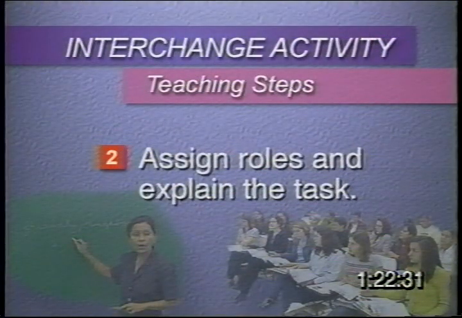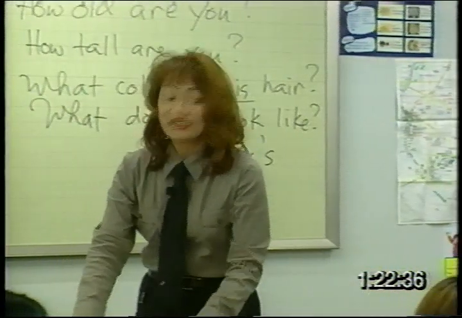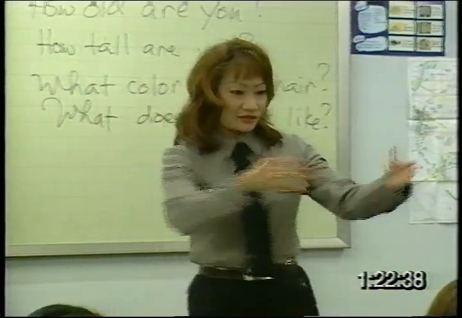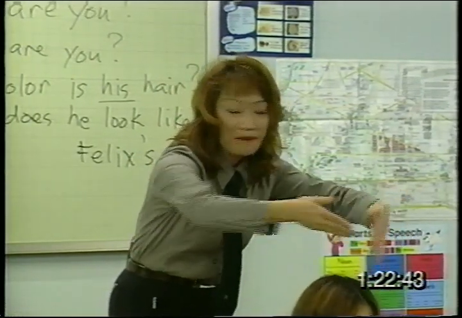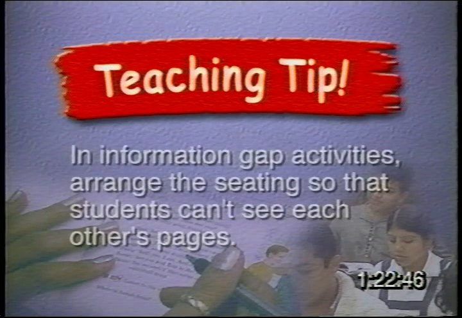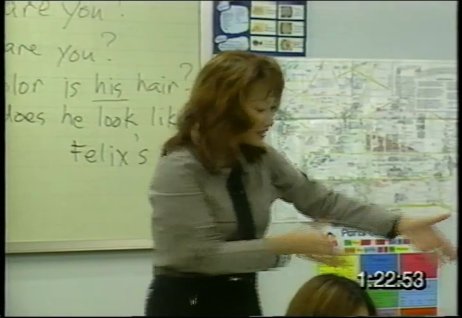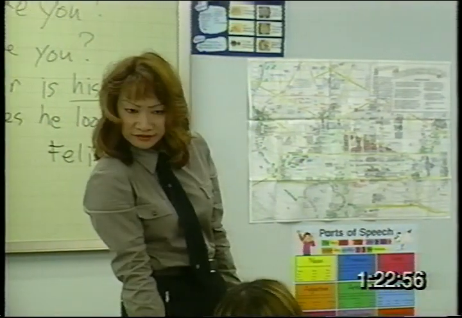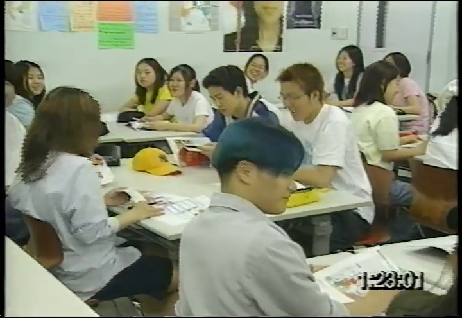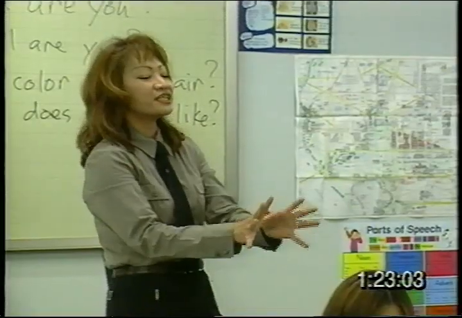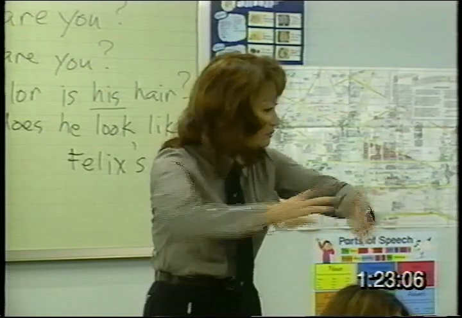Teaching step 2. Assign roles and explain the task. I think it's better if we ask you to make your pairs this way, across from each other. In information gap activities, arrange the seating so that students can't see each other's pages. Not this way, because if you are beside each other, you will look at your partner's picture, okay? So it's better if you are across from each other.